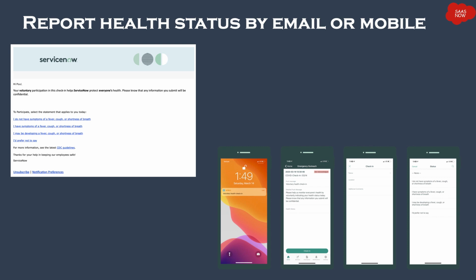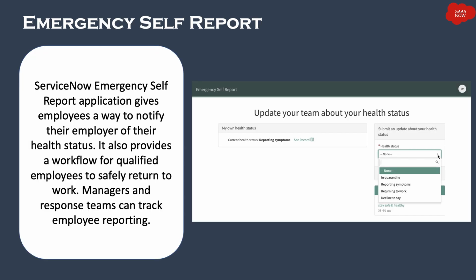That is the second application, emergency outreach. The next application we have is emergency self-report. During a crisis, the emergency self-report application gives employees a way to notify their employer of their health status. It also provides a workflow for qualified employees to safely return to work. In that case, managers and the response team can track employee reporting.